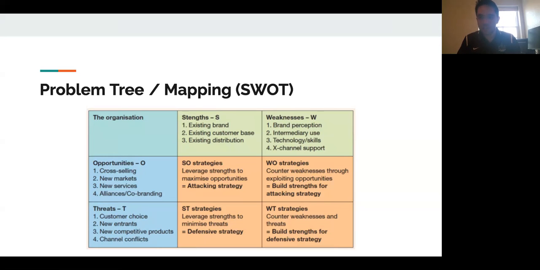We also may have external or internal things. So external threats could be budget cuts. It could be member dislocations. It could be someone's working too many jobs.